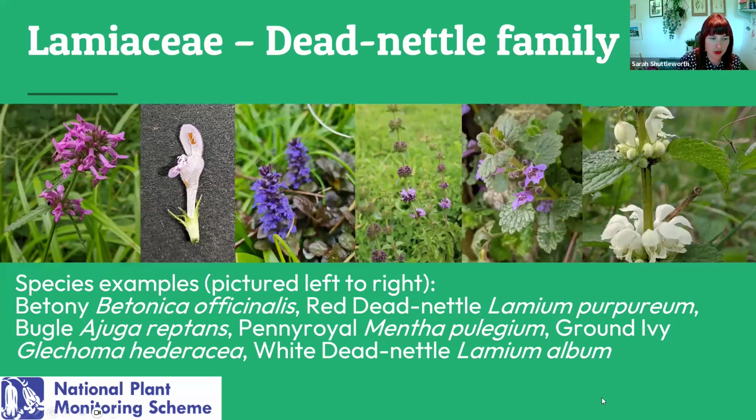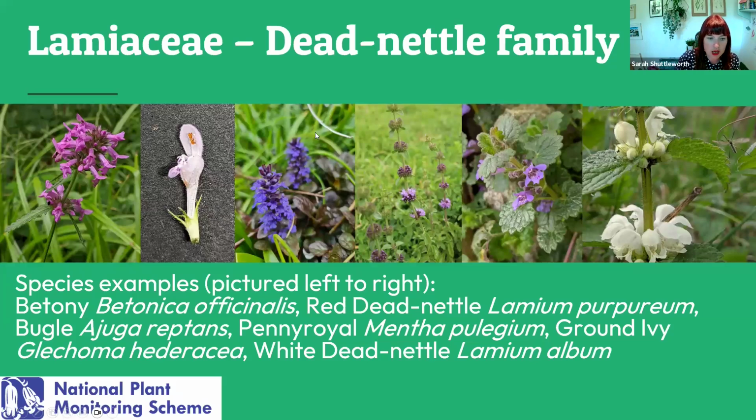So just some examples of this family. We've got betony, which recently changed its name. Well, I say recently, it probably happened a while ago, from Stachys, now it's Betonica. And that's a really lovely good grassland species. Red dead-nettle, we've just got the individual flower. Again, one of the most reliable ones to find in flower outside of the season, pretty much flowering all year round. So it can be a really good one to practise using keys with, because you can do it out of season, ready for the next year.